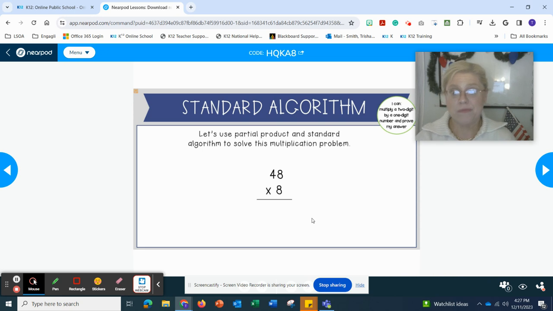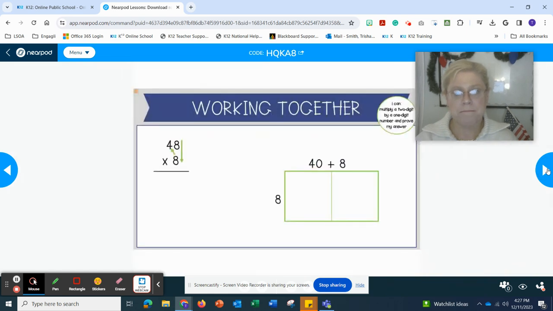So let's get this party started. So we have 48 times 8, and we're going to use both the standard algorithm and our partial product. So we're breaking that 48 times 8 into friendlier numbers. And I've already done that just to make my life a little bit easier. We're breaking it apart into expanded form. We're asking ourselves, how many groups of 10 are in 48, and how many ones are in 48?